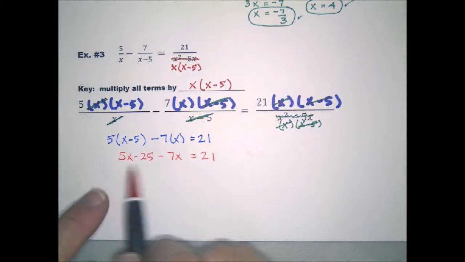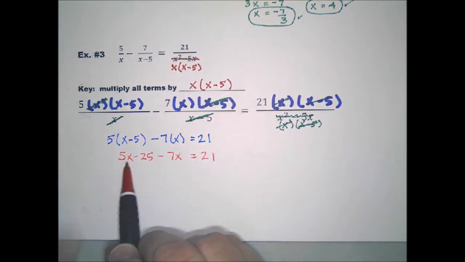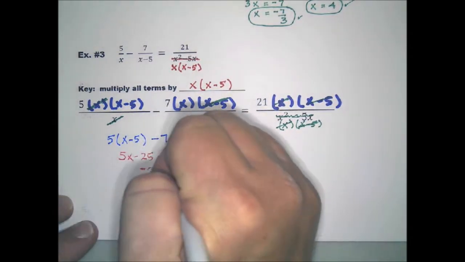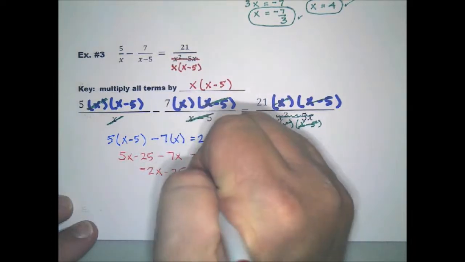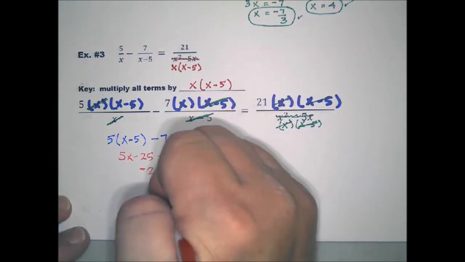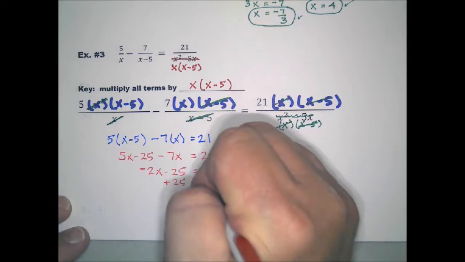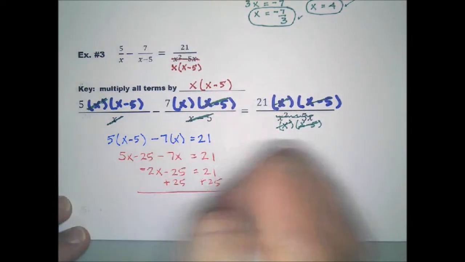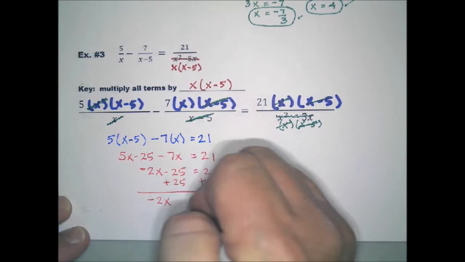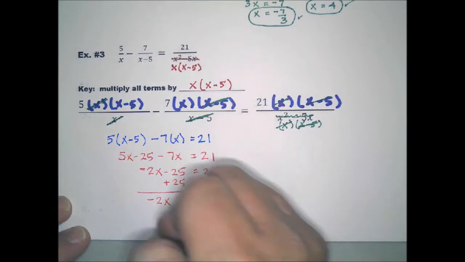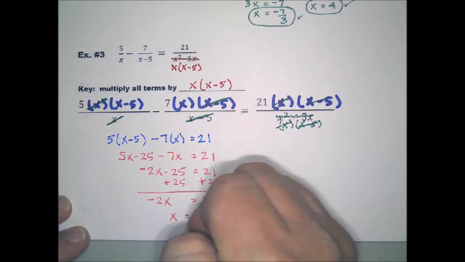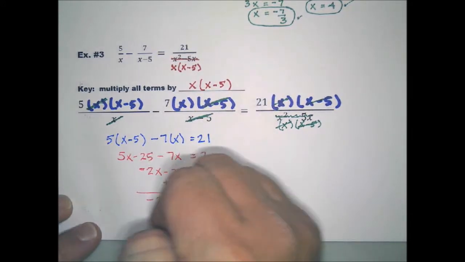Now on the left-hand side, I've got some simplifying to do. Combine like terms. 5x minus 7x is negative 2x minus 25 equals 21. Add 25. Negative 2x equals 46. Divide both sides by negative 2. X equals negative 23.